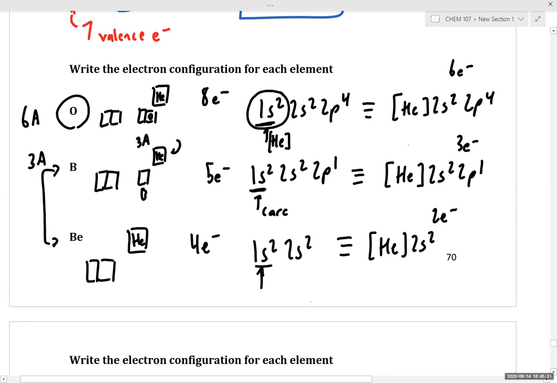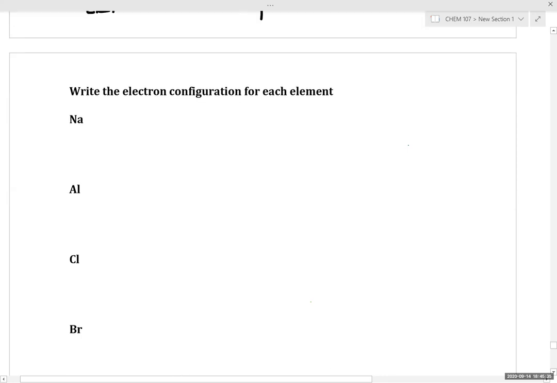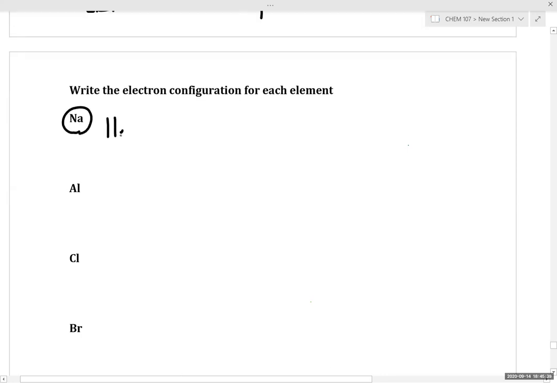So let's take a look at another set of examples, and I'll do the first one. So sodium. Sodium has 11 electrons to its name. Now I'm going to look in the periodic table here, and before sodium, what is the noble gas before? Neon. Yep, exactly right. Neon is the noble gas before sodium.